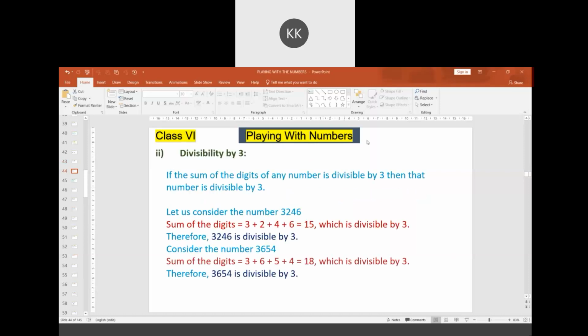Test for divisibility by 3. We need to add the sum of the digits. If the sum of the digits is divisible by 3, then the given number is divisible by 3.